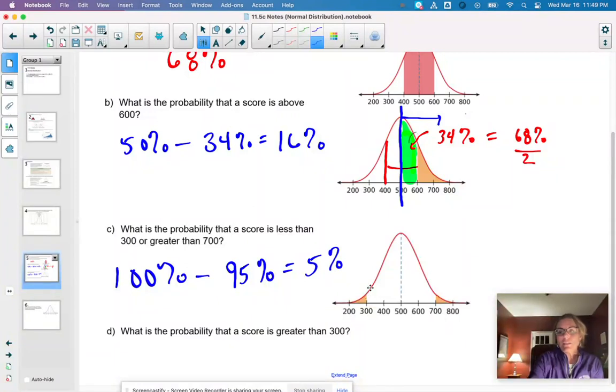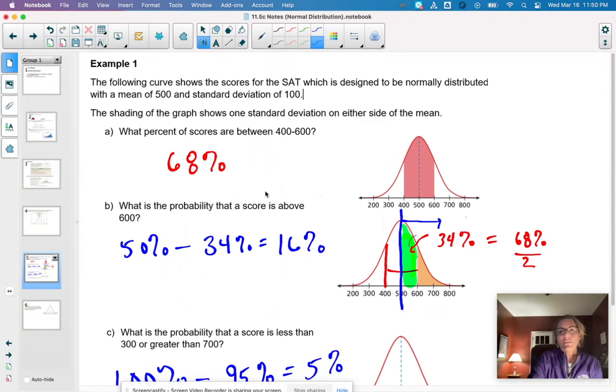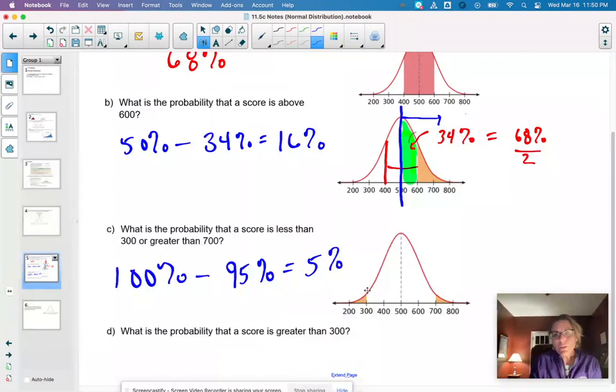And the reason we're subtracting off the 95% is, let's go back. We said 95% of the data is within 2 standard deviations of the mean. So if I scroll down, 2 standard deviations from the mean is all of this stuff, all in here. That accounts for 95% of the data. So if I take the whole area under the curve and I subtract off the part I don't want, I'm going to get the part I want, which is the 5%.